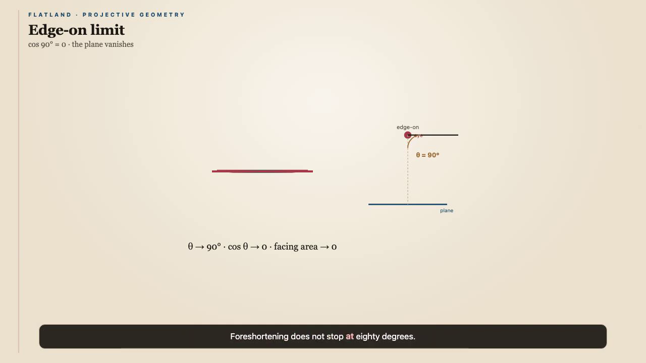Foreshortening does not stop at 80 degrees. It continues until the facing component is gone. There is a twin statement for length. A thin rod pointed straight at your eye can look like a point. A disc seen edge on can look like a line segment. Orientation relative to the line of sight decides whether extent survives in the image. Flatland is the extreme case of a whole world that has extent in only 2 directions. Tip your gaze into the missing direction, and the world thins to nothing.